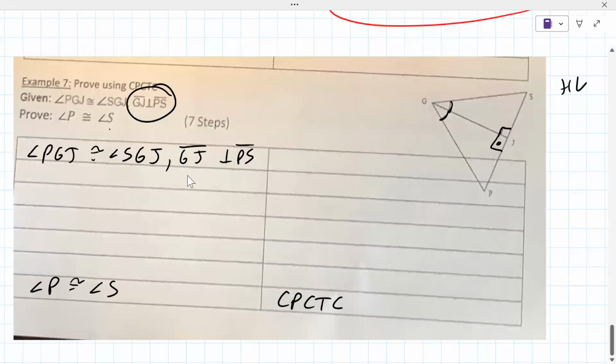Since GJ is perpendicular to PS, what kind of angles are they? You've already said it. What kind of angles are these? 90-degree angles. They're right angles. You have to say that. You have to say angle GJS, comma, angle GJP are right angles.